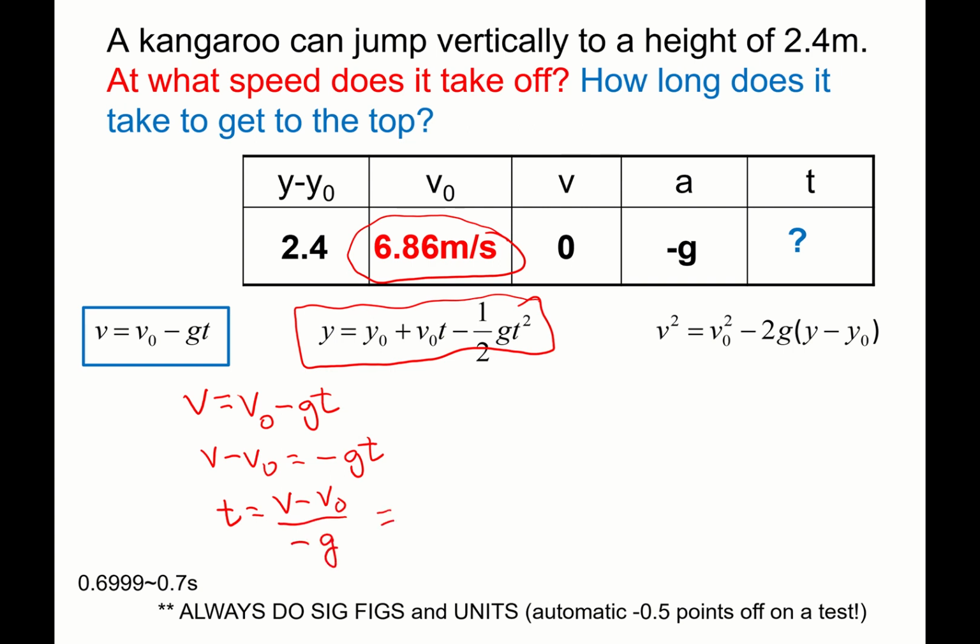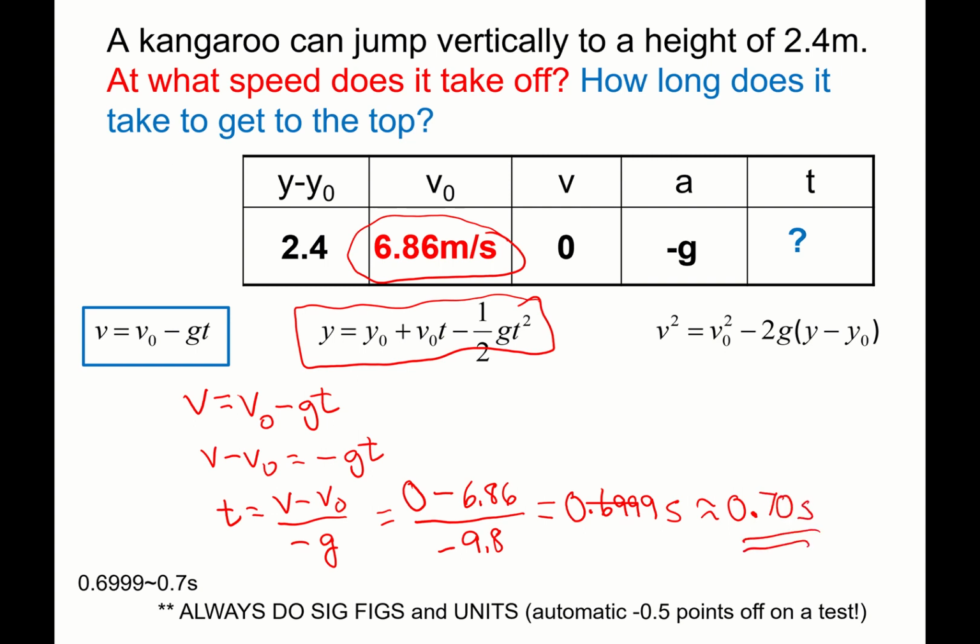And now I can put in my numbers. I know everything. V is 0. V0 from the previous slide was 6.86. And g is 9.8, and I've got negative g, so I can put negative 9.8. And if I do that, I get 0.6999 seconds. So I would round that to two significant figures, 0.70 seconds.